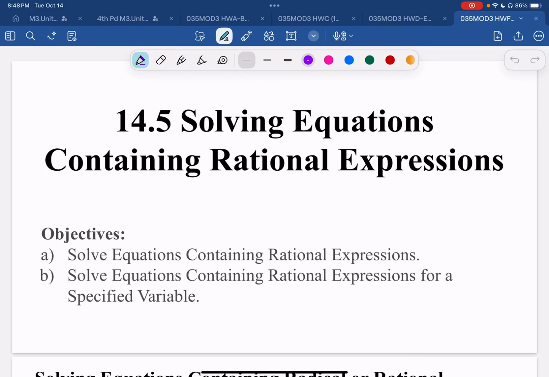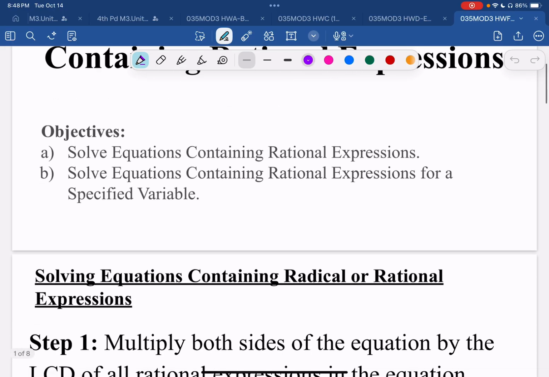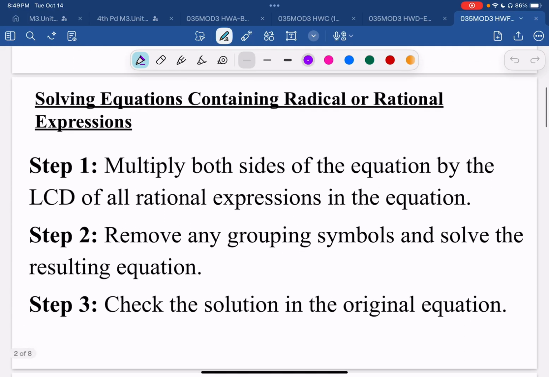In this video, we're going to be solving equations containing rational expressions. So when you're solving these equations, what we want to do is multiply both sides of the equations by the LCD. So we're still going to be finding that LCD, but instead of taking them and creating a common denominator, we're going to multiply everything by that LCD. And what's going to happen is it's going to get rid of the fractions.